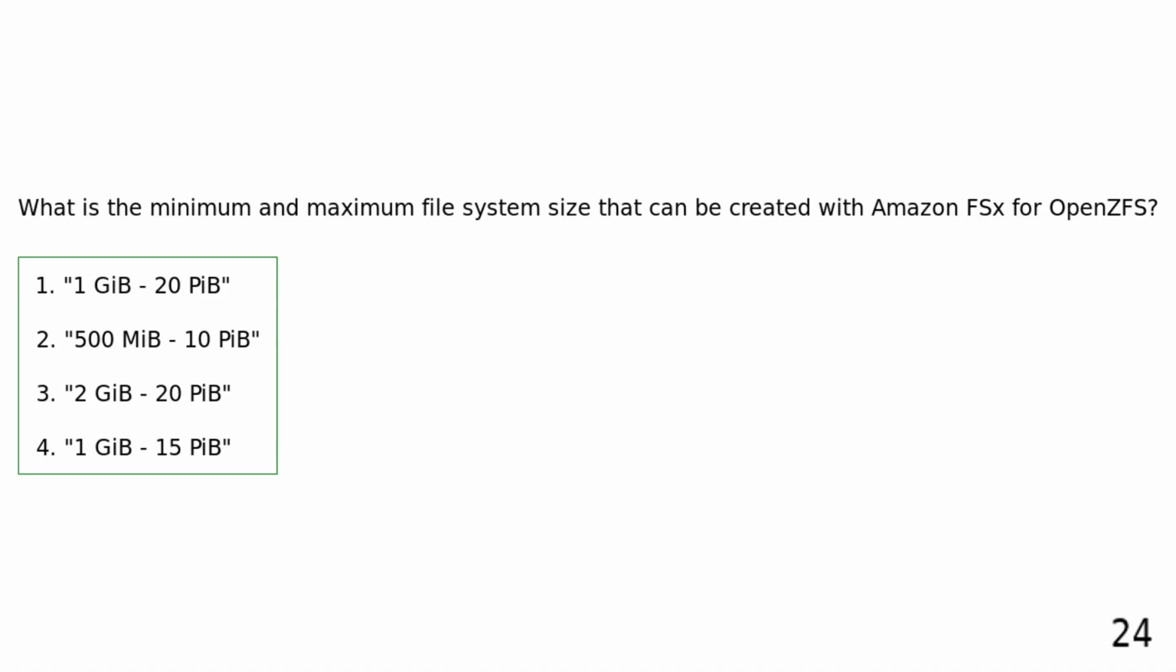What is the minimum and maximum file system size that can be created with Amazon FSx for OpenZFS? 1 GB, 20 PiB. 500 MB, 10 PiB. 2 GB, 20 PiB. 1 GB, 15 PiB. Amazon FSx for OpenZFS allows file systems to range from 1 GB to 15 PiB in size.